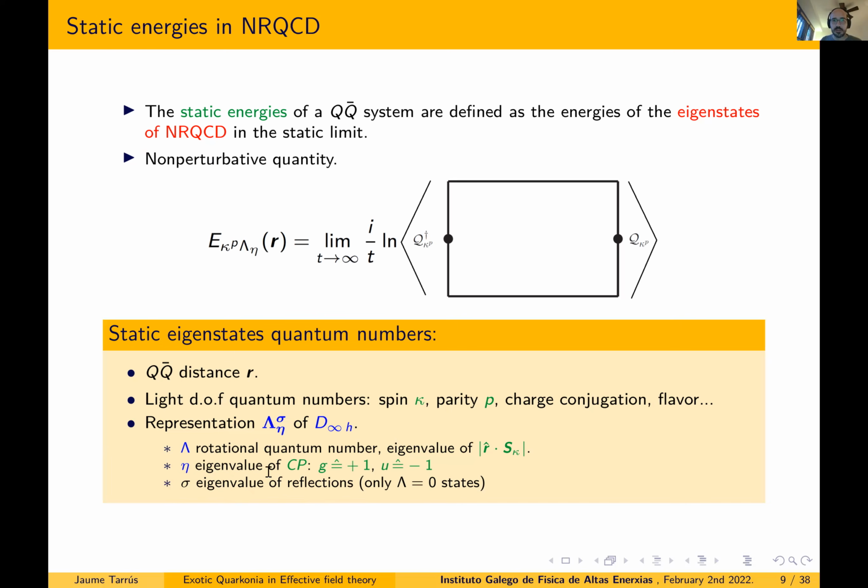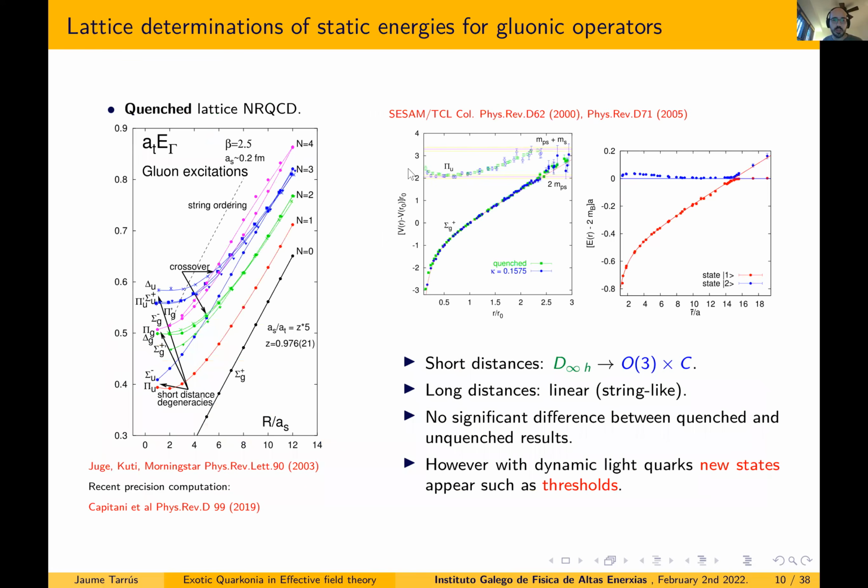Okay, so to compute this, this is a non-perturbative object. So again, one needs to use some non-perturbative techniques, and this has in fact been done in some cases with lattice QCD. The most well-known results are those in quenched lattice QCD, so they correspond to gluonic operators only. And these are the results in this figure from Juge, Kuti and Morningstar. These are somewhat old results, but there are more recent computations with higher precision. But what they obtain is essentially the same as these older results.